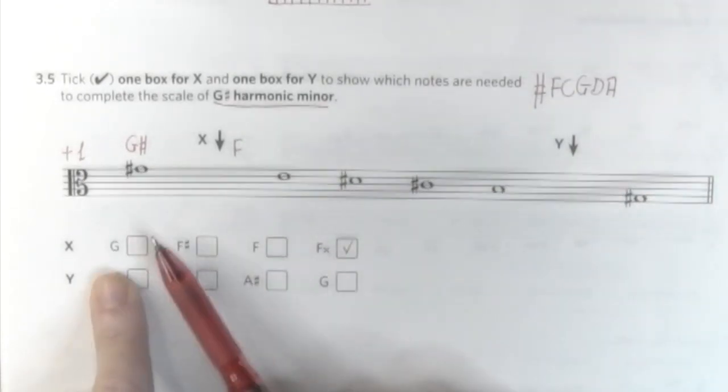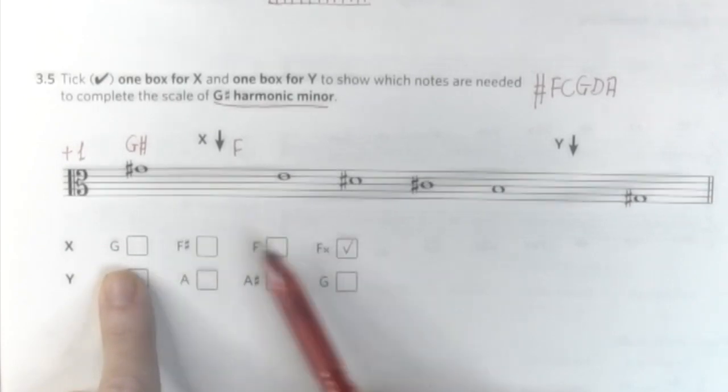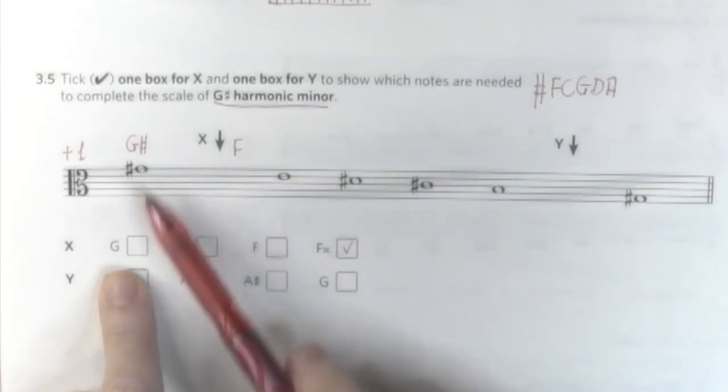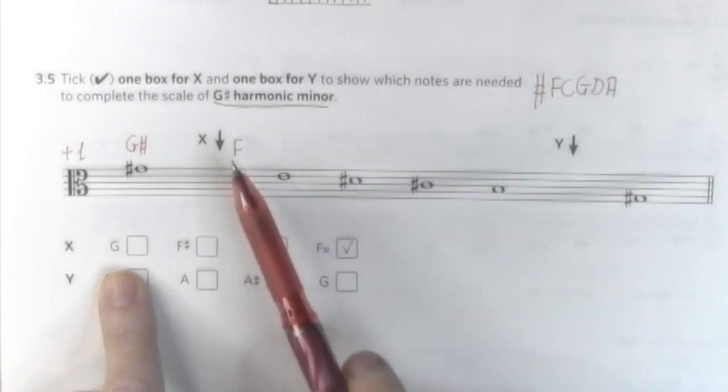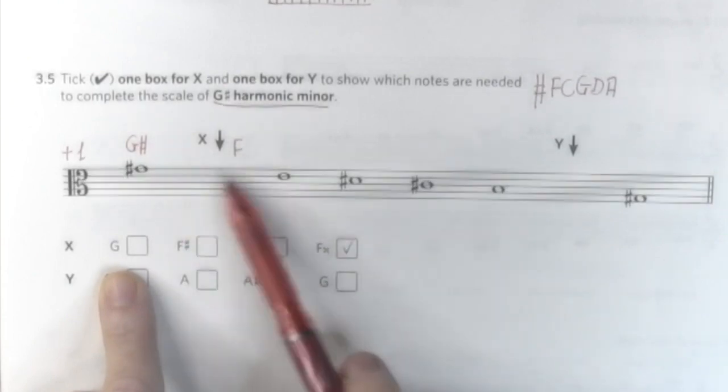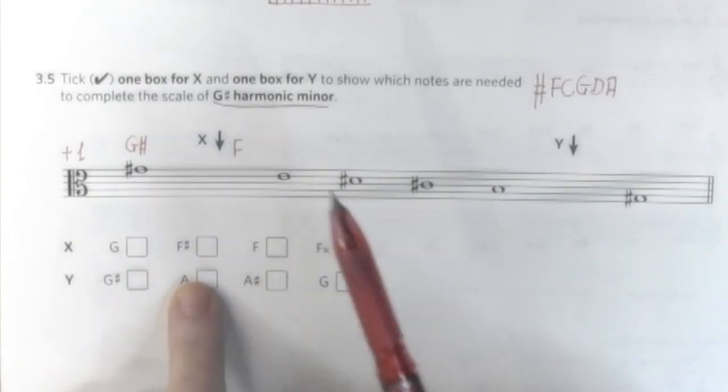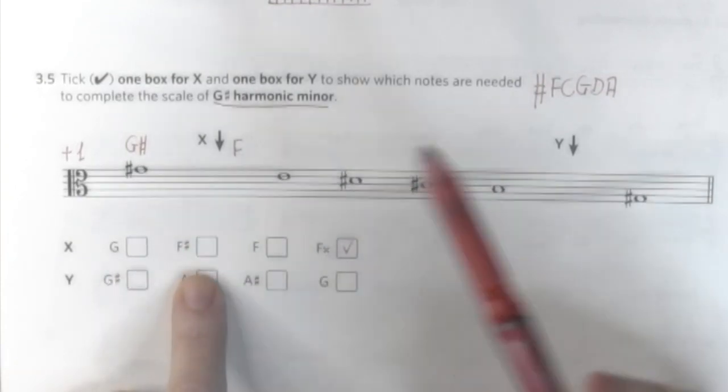Why can we not call it G? Because G is G sharp and G, so it's not possible. It has to be called Fa because it's the 7th degree of the scale. The leading note is a semitone below.